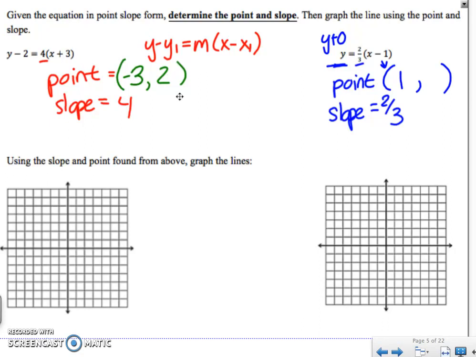And then I can't really change that 0 to anything. But if there is no number with the x or with the y, that's going to be an assumed 0. So now, once you have a point and a slope, then you can graph the line.